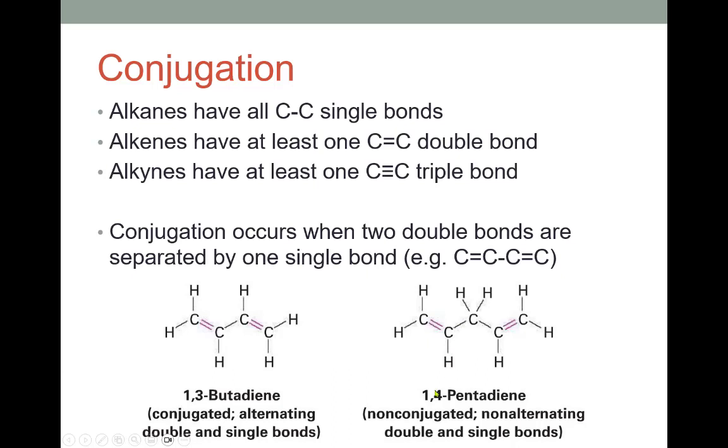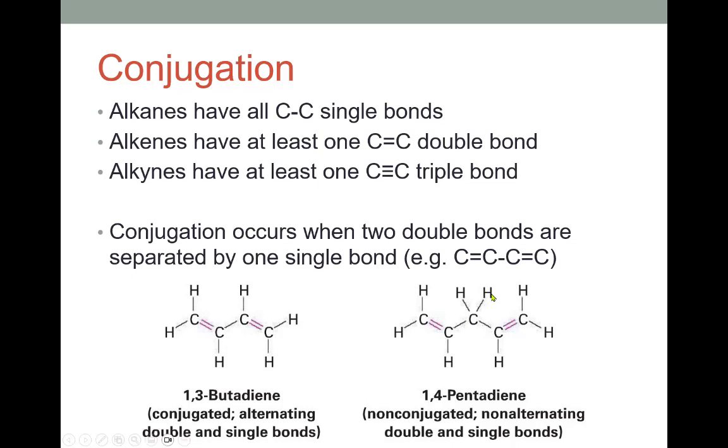On the other hand, we have 1,4-pentadiene. We can still see that we have two double bonds, but they're separated by an sp3 hybridized carbon, or two single bonds, if you want to think about it that way. This is a non-conjugated system.